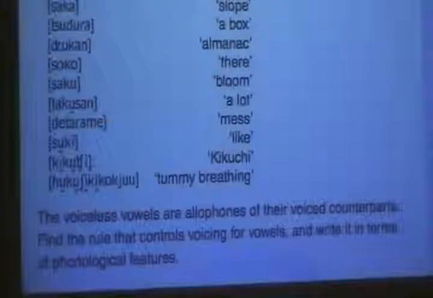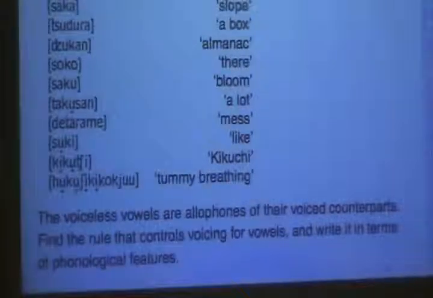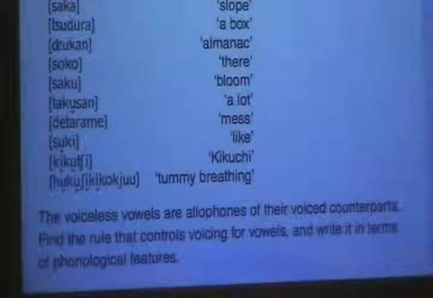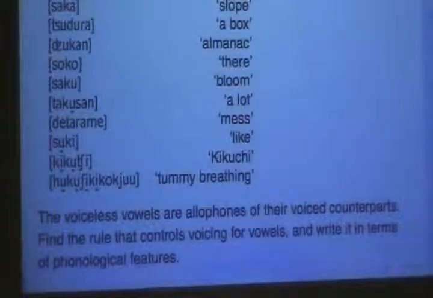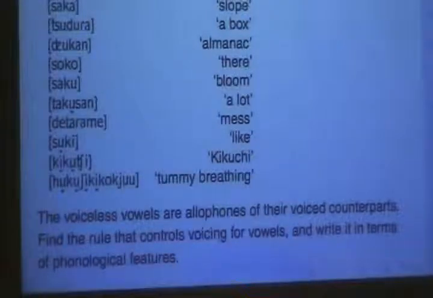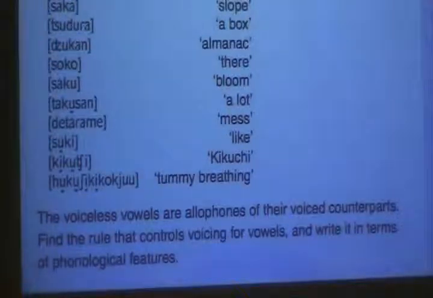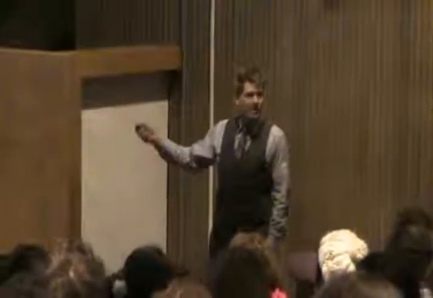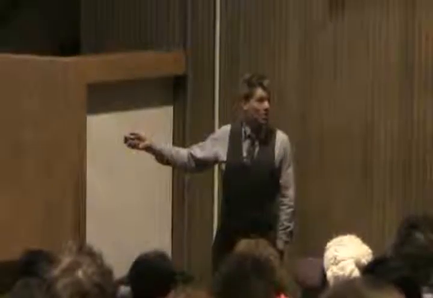The voiceless vowels are allophones of voiced vowels. And what I want you to do is find the rule in Japanese that turns the voiced vowels into the voiceless ones. So you have to figure out what's the pattern, where are the voiceless vowels, and then give me that rule. Okay? That's what this question is about. As I said, you'll know how to do that after today's lecture. Is it clear what I'm asking for here then? So an answer to this question is a rule.